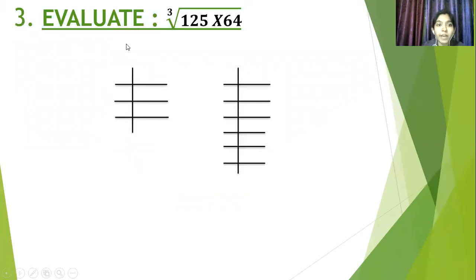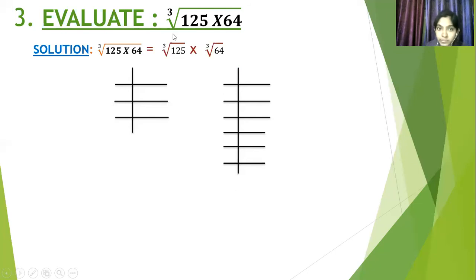This time, evaluate cube root of 125 into 64. Now, what does this symbol represent? Under root. It is a cube root. The sign denotes cube root. Okay. So again, for solving this, we can separate this: cube root 125 into 64 as cube root 125 into cube root 64. Is it clear? Yes, ma'am.